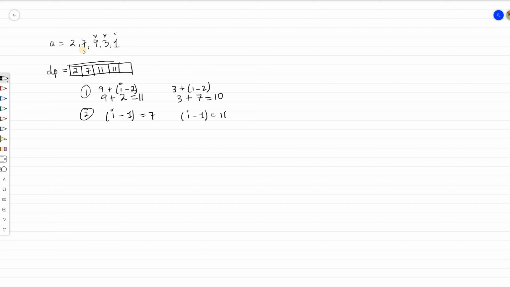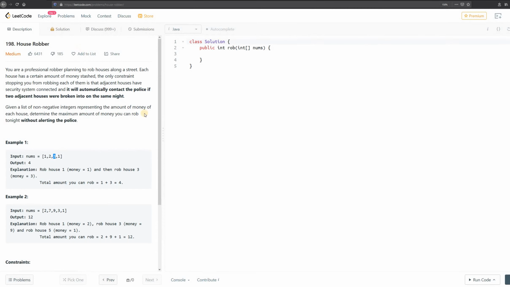Similarly, moving to the next point, if I rob this house, the current value here is 1 plus i minus 2, which is 1 plus 11, giving me 12. So if I rob this house, I can get 12. And if I don't rob this house, the best that I could get is 11, that is i minus 1. So 12 is the best that we can get. So we'll go for 12. And that is what you see over here, that the best that we can make is 12.